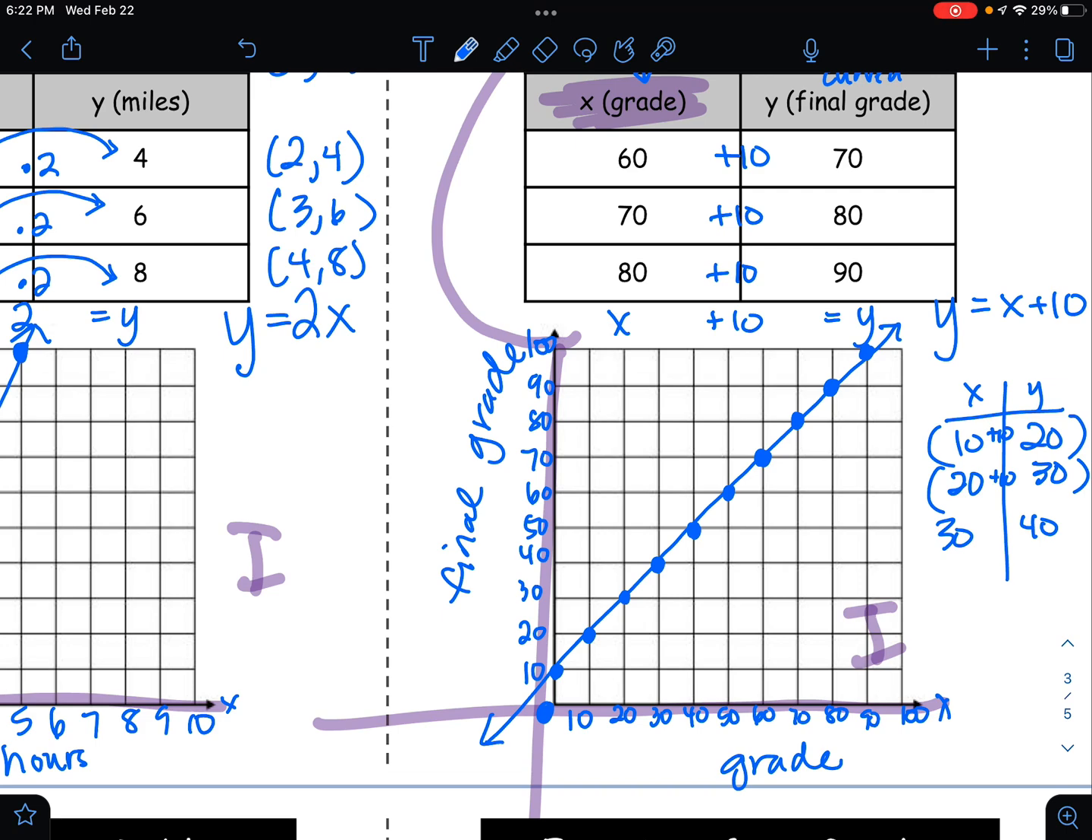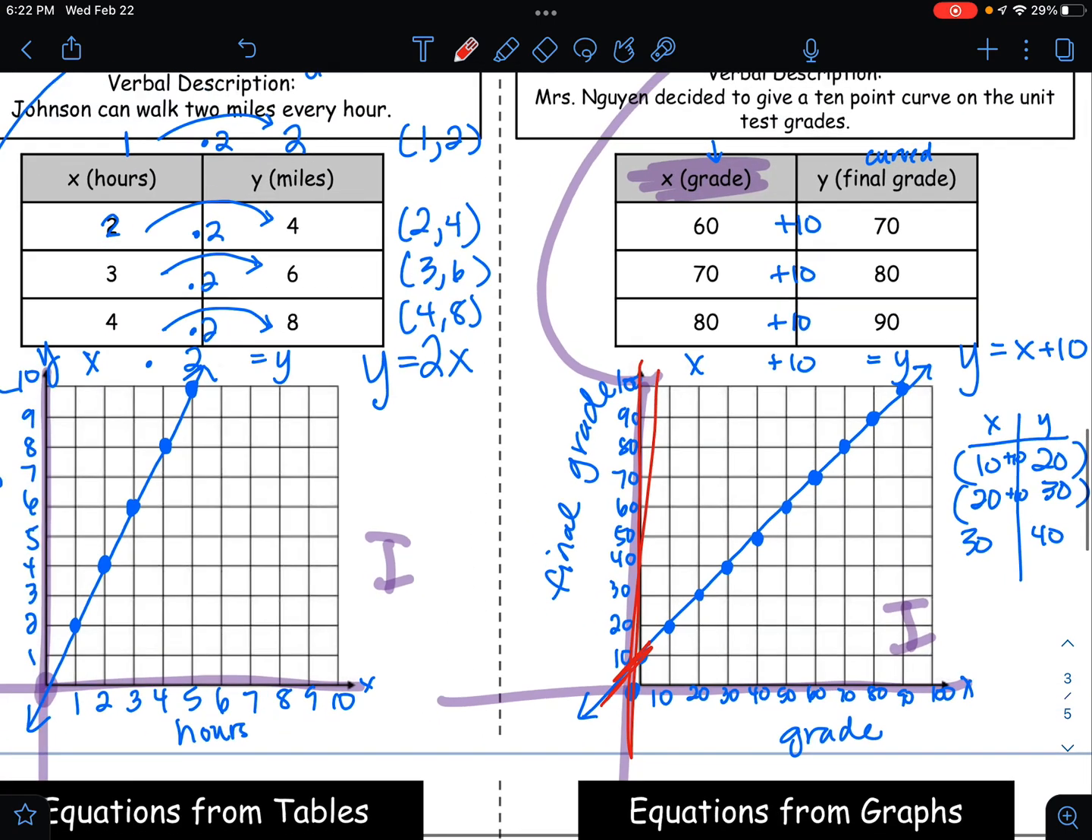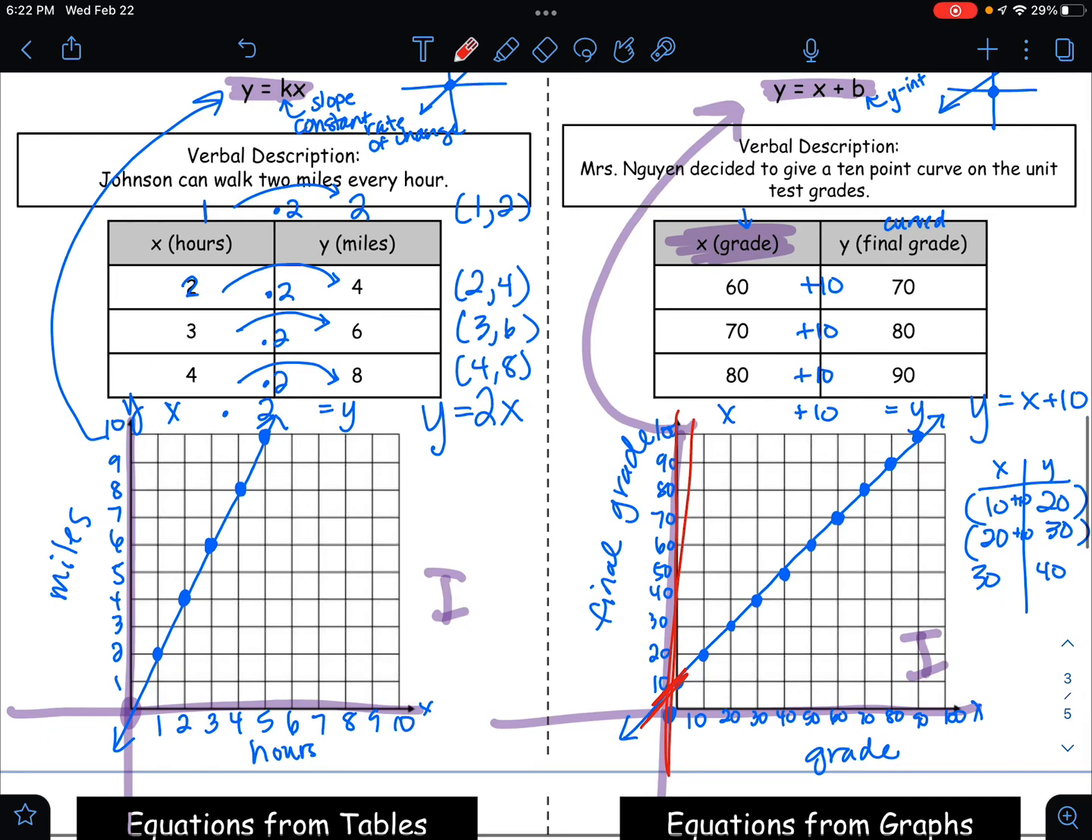And it's actually crossing the y-axis. And this is what you're going to learn next year. This is the y-axis. It's crossing at the 10. And that is actually how you see that b means the y-intercept.